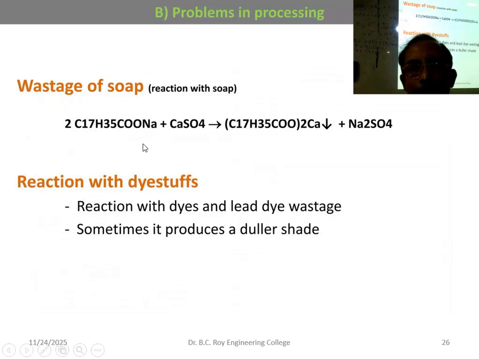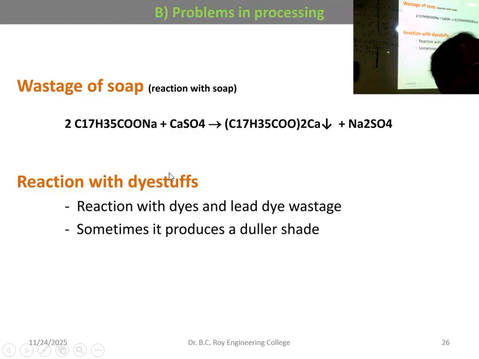Wastage of soap, as I told you already. C17H35COONa, as an example. C17H35COONa reacts with calcium sulfate to produce a calcium salt, which gets precipitated out. This is soap's reaction with hard water. Why are the carbon chains so long?